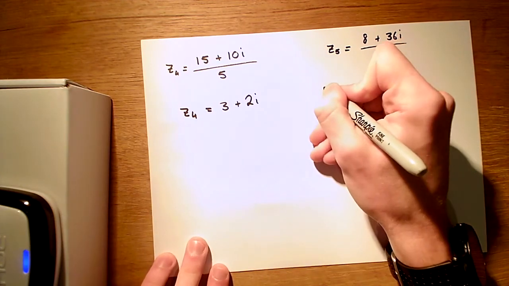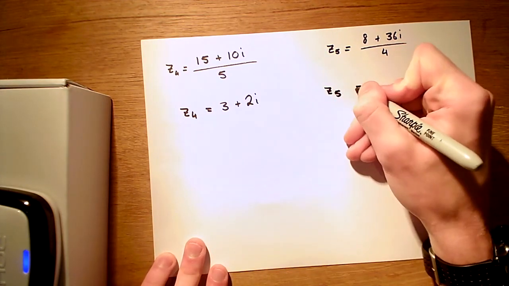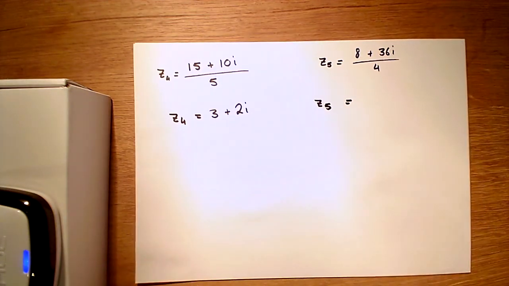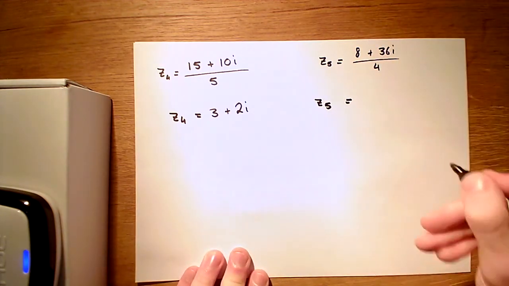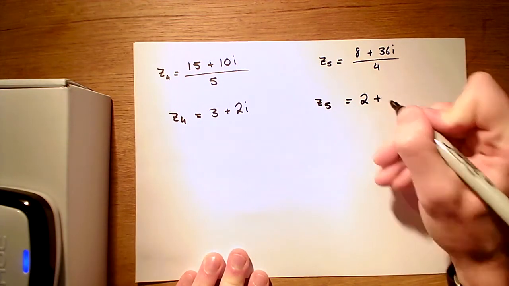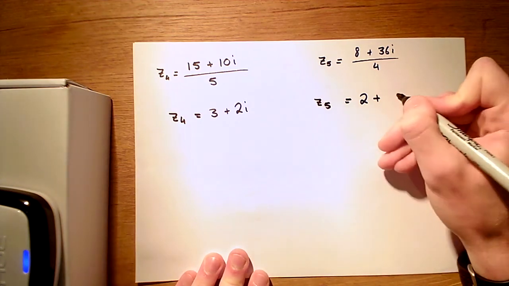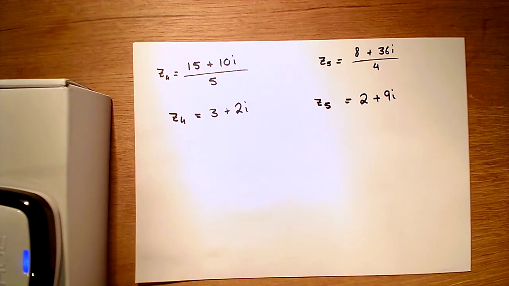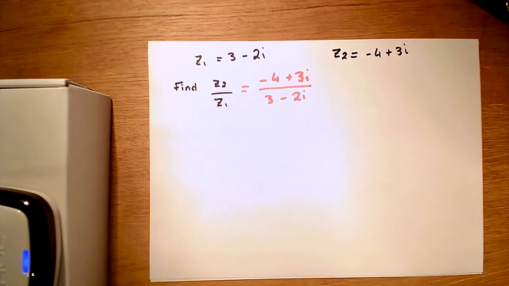If we go ahead with Z5, again we're considering how many times our denominator will fit into each element of our numerator. What we have here is that 4 goes into 8 twice, and then 4 goes into plus 36i 9i times. Now these two examples are really straightforward. I picked them for their simplicity. Obviously everything here divided in evenly, which is fantastic, but that's not always going to be the case for us.